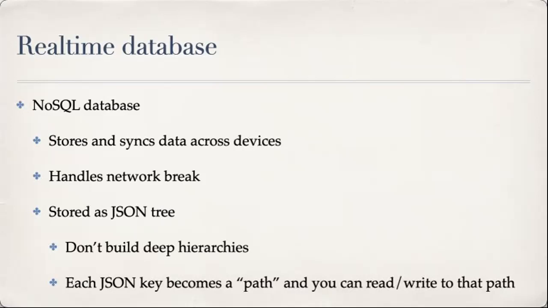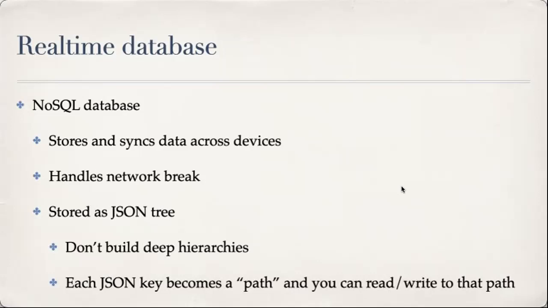This database is stored as a JSON tree. I hope you're familiar with JSON. It's a lightweight, portable, hierarchical database, a bunch of key value pairs. It has a danger of creating very deep hierarchies. So avoid that as a best practice, because then you end up digging deeper and deeper to just get the basic information out of it. But yeah, so each JSON key will become a path, and you can read right from that path in your client code. And we'll see a bunch of examples soon.